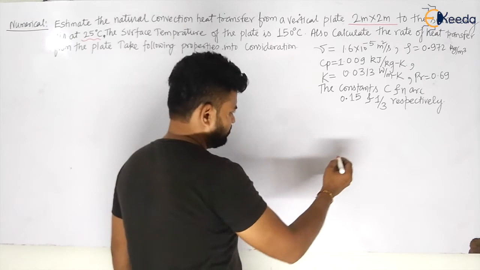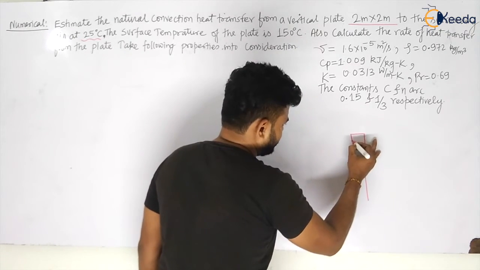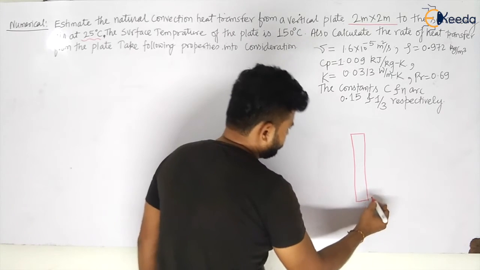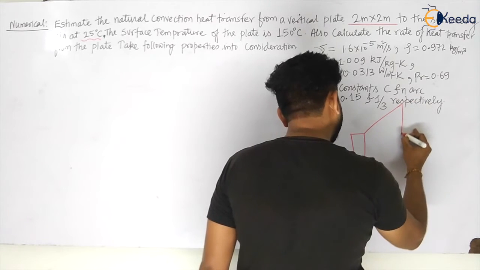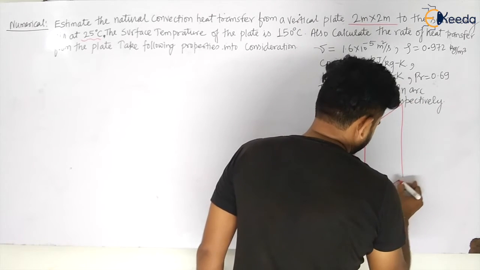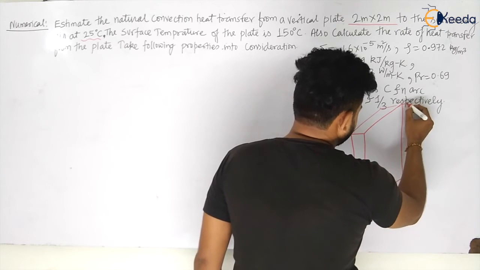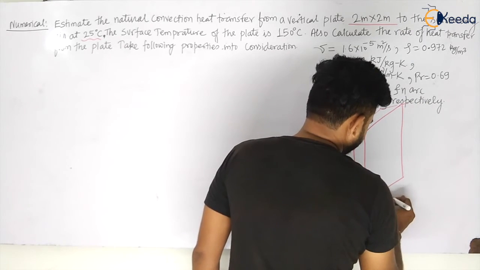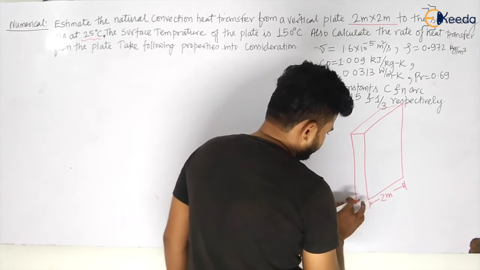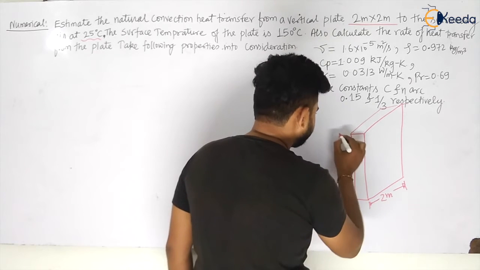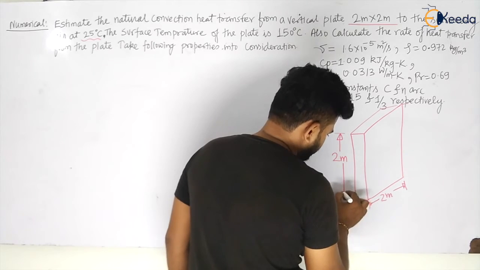Okay, so let us see. We have been given a vertical plate, my dear students, which has an area of how much? 2 meter and 2 meter. This is your vertical plate, my dear students, and this side is 2 meter, and also this side he has given to be 2 meter, my dear students. Okay.